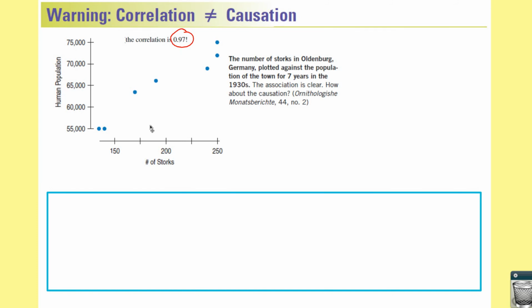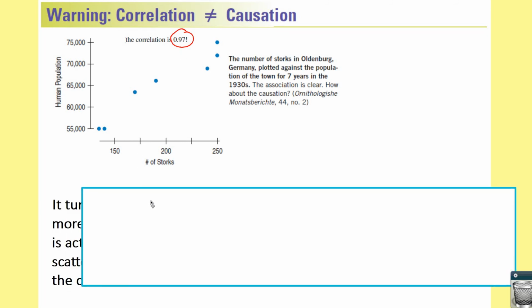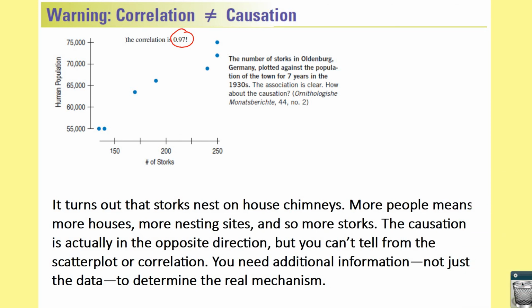You have to think about it logically. Think about your data, right? There actually is a relationship, but it has to do with the house chimneys, okay? More people means more houses, more nesting sites, more storks. So the cause was actually in the opposite direction of what we graphed, okay? So you can't tell from the scatter plot or from the correlation coefficient if there's actual cause between the two. You need more info. You need context. I can't exaggerate that enough.